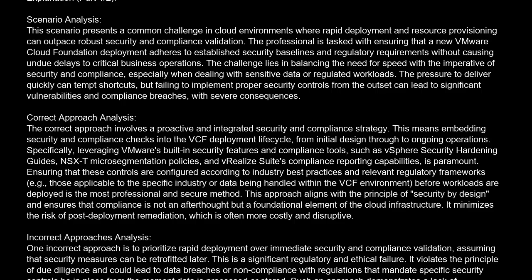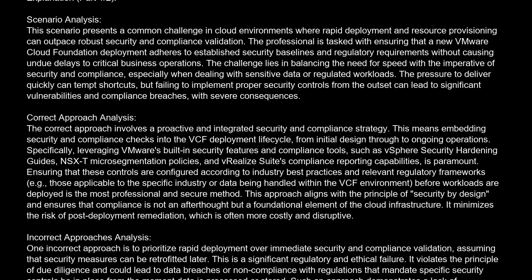Ensuring that these controls are configured according to industry best practices and relevant regulatory frameworks, e.g., those applicable to the specific industry or data being handled within the VCF environment, before workloads are deployed, is the most professional and secure method. This approach aligns with the principle of security by design and ensures that compliance is not an afterthought but a foundational element of the cloud infrastructure. It minimizes the risk of post-deployment remediation, which is often more costly and disruptive.